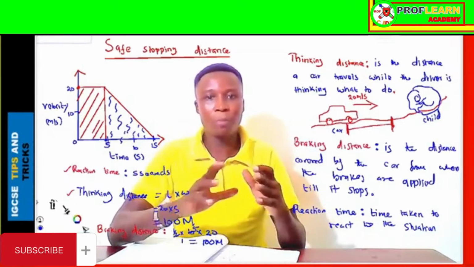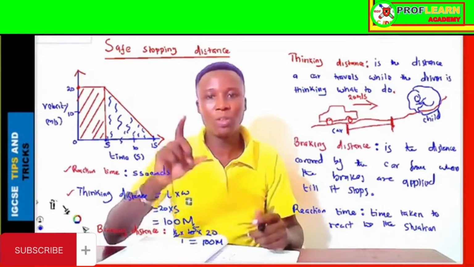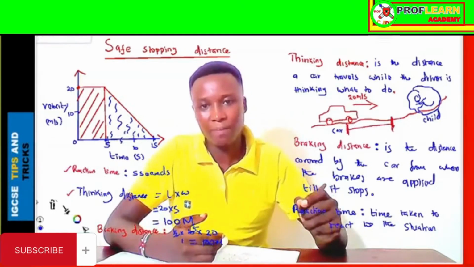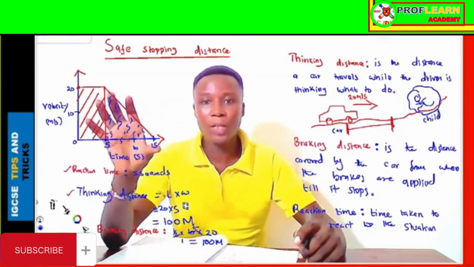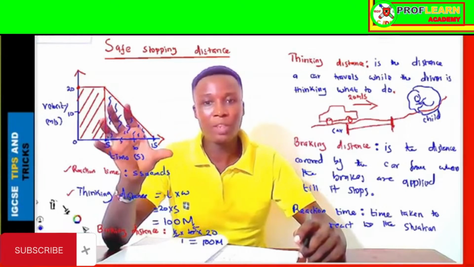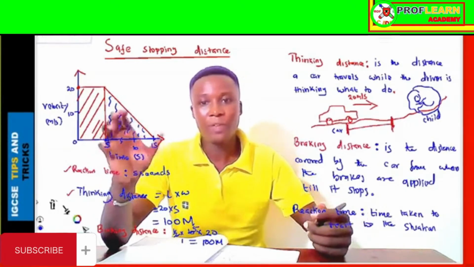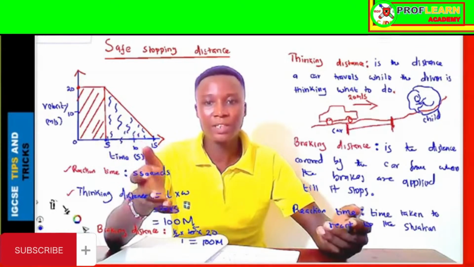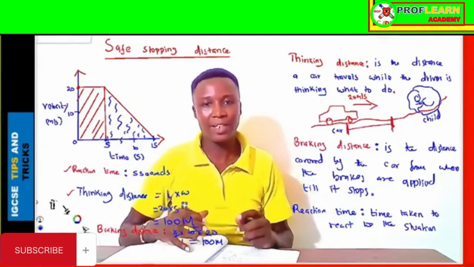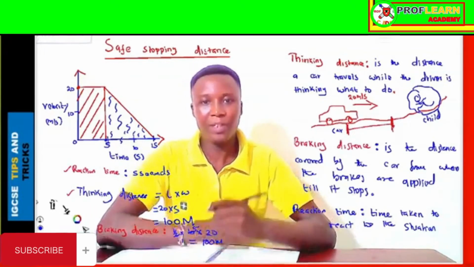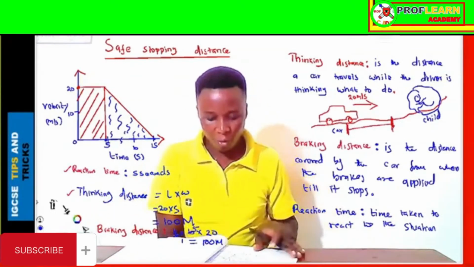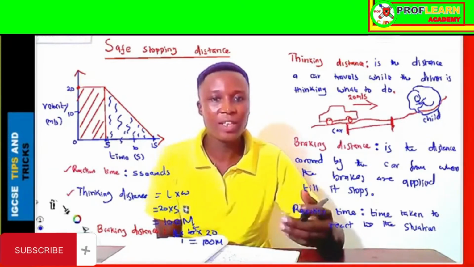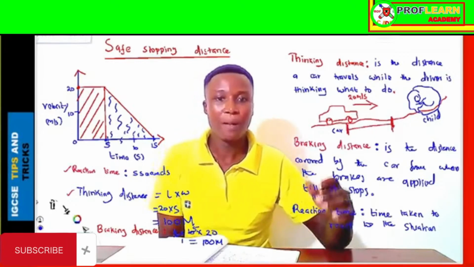So for safe stopping distances, you need to know how to define thinking distance, braking distance, and also reaction time. Lastly, you must know how you can be able to use this information if you are given a velocity time graph in order to answer different questions that may require you to work out the reaction time, thinking distance, and at the same time braking distance. The next section we need to look at before we move to the next topic is factors that affect thinking distance and factors that affect braking distance.